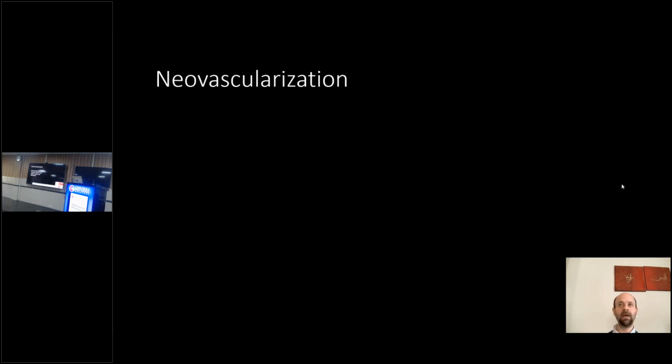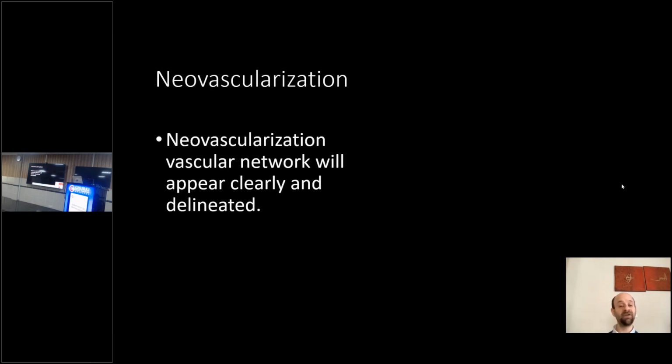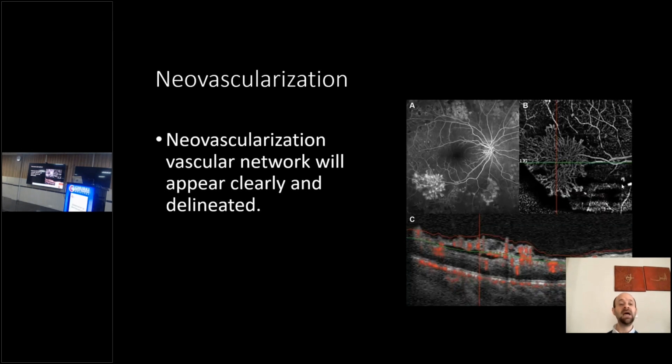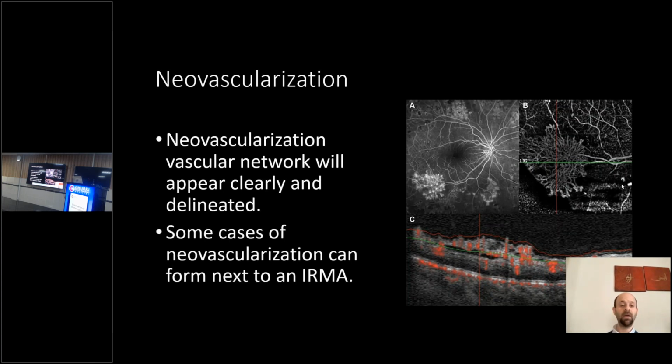So as it does not show any leakage, it allows us to study the vascular network, which will appear delineated in the OCT angiography when it comes to neovascularization elsewhere or in the optic disc. Some cases of neovascularization can appear next to the IRMA. Let me show you an example here. This is a neovascularization elsewhere adjacent to an area of non-perfusion.